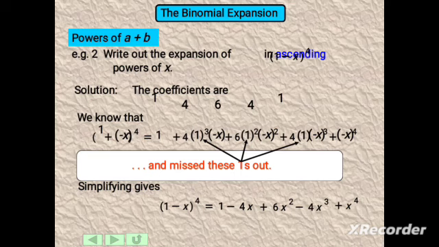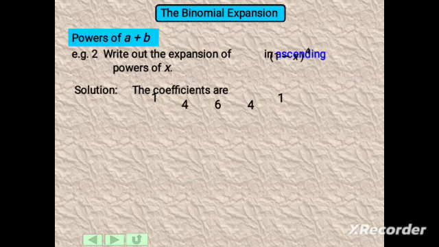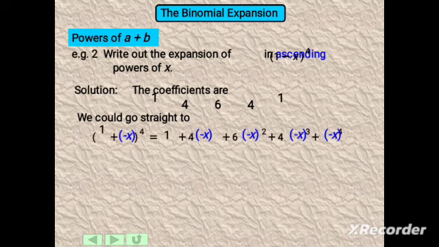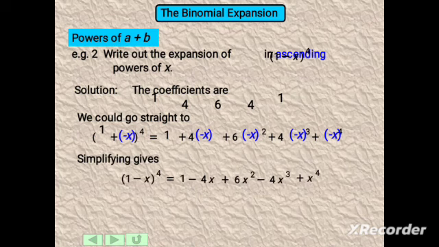So in the second part, we were doing (1 - x) raised to power 4, but we could go straight to the coefficients and then fix them on the expansion, after which we come up with the final expansion as this.